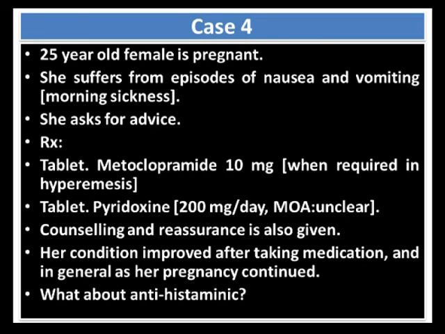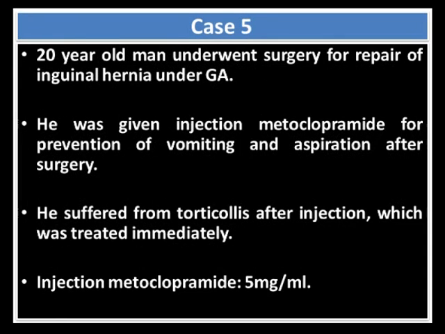Okay, so that was about pregnancy and vomiting. Case number 5 is about a 20-year-old man who underwent surgery for repair of inguinal hernia under GA. So he has undergone operation under general anesthesia, that is GA. He was given injection metoclopramide for prevention of vomiting and aspiration after surgery. That's where it stands to. So injection metoclopramide, again we are coming back to this drug.